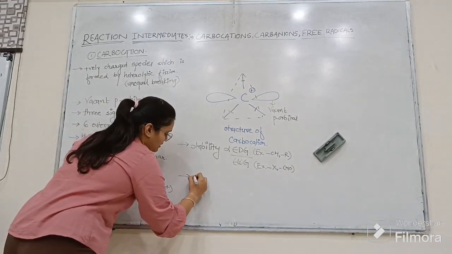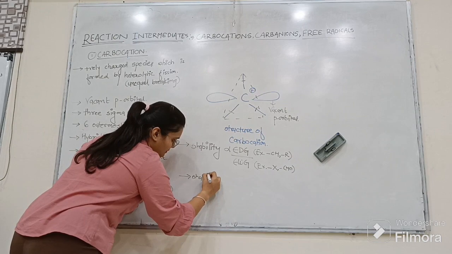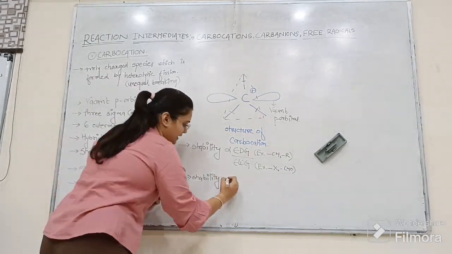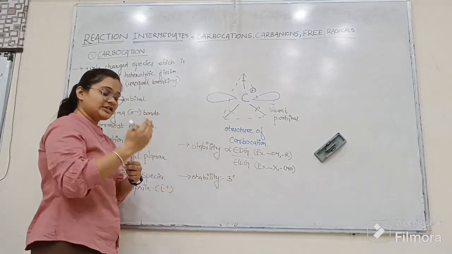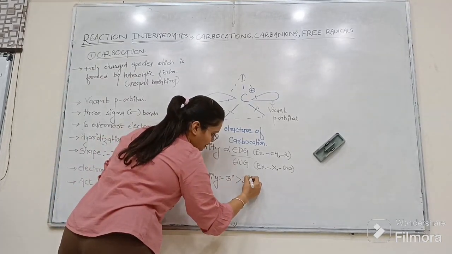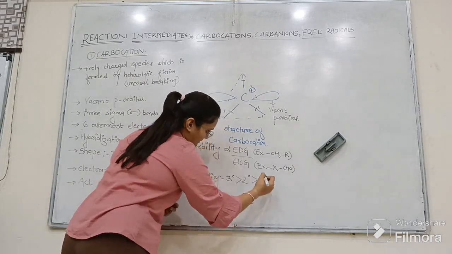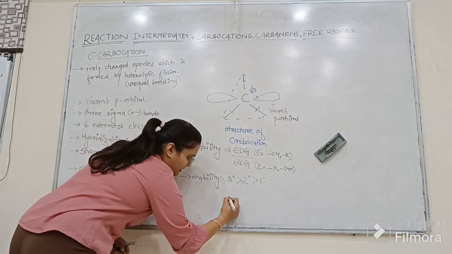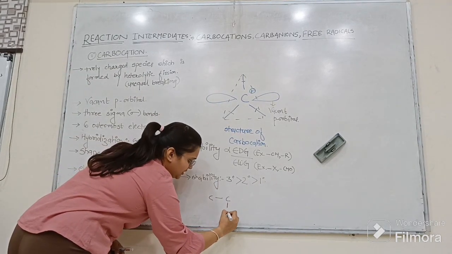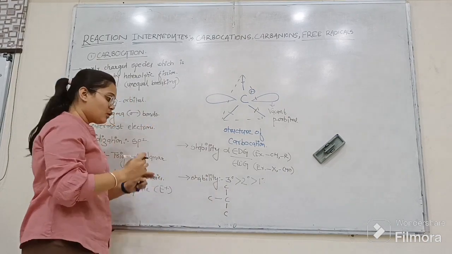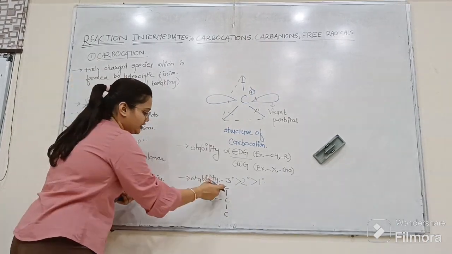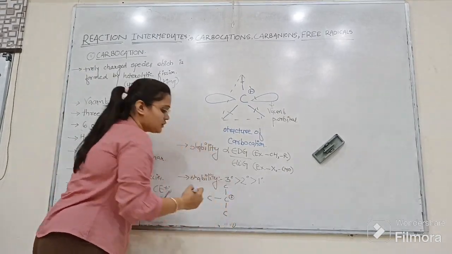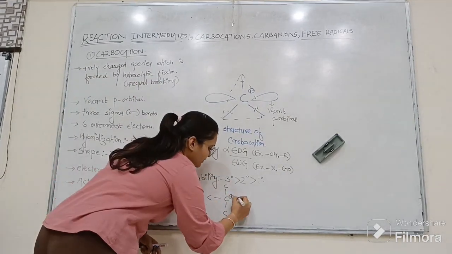Furthermore, the order of stability is in terms of carbon atoms. Tertiary carbocation, that is 3 degree, is more stable as compared to secondary, which is further more stable than the primary. Now what do I mean here by tertiary? Tertiary means the carbon atom will be attached to 3 different carbon atoms. So this carbocation will be more stable as compared to secondary.